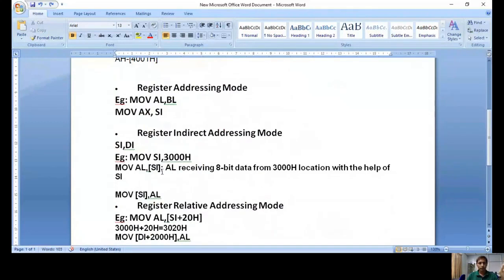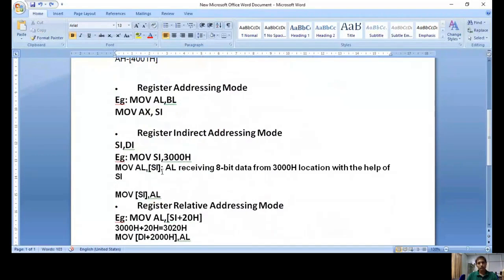Then the other is register relative addressing mode, which means index addressing mode: index registers like SI or DI are added to an 8-bit or 16-bit address. The total address is the sum of the index address plus the 8-bit address. So in this example, with SI as 3000H and 20H, the data present in 3020H is taken by AL.